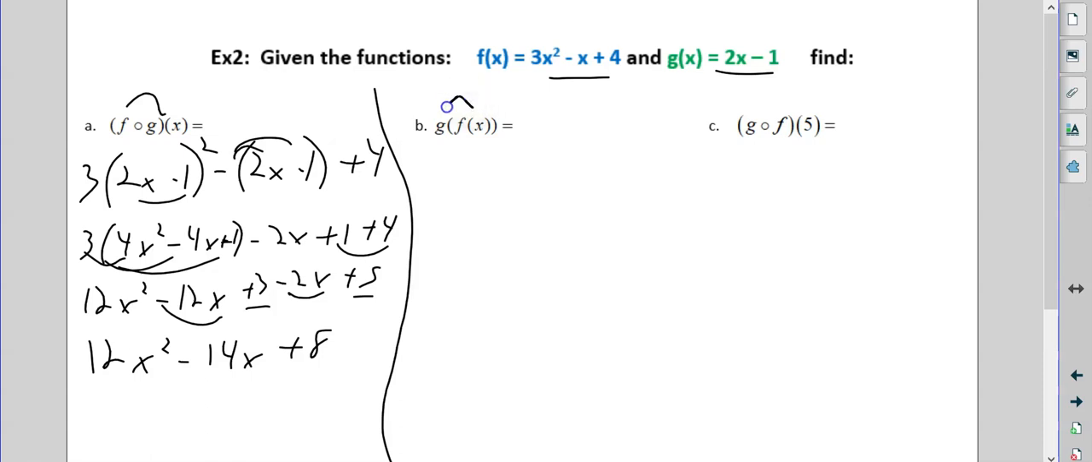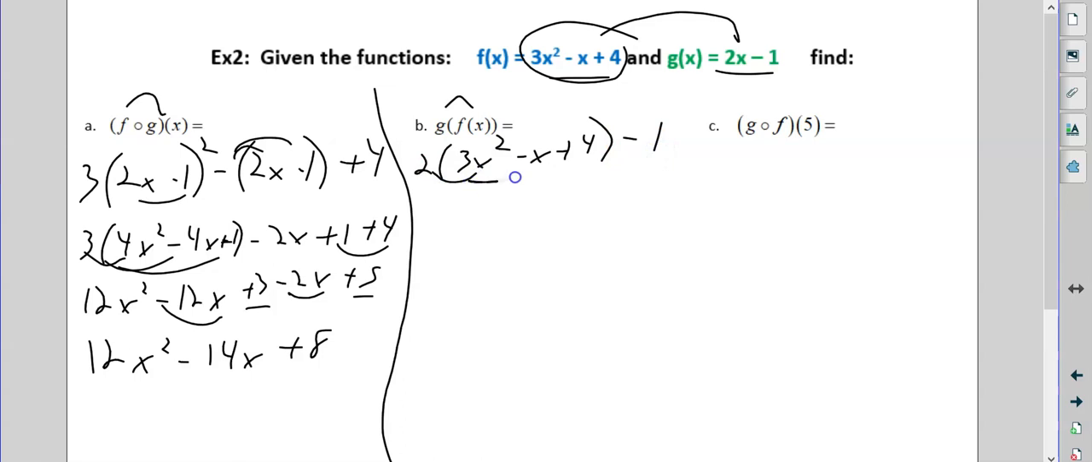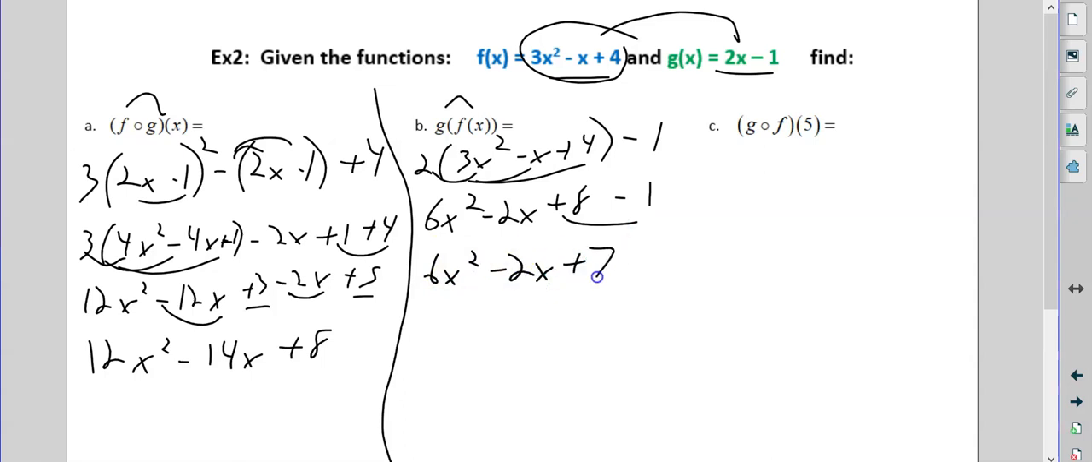All right, this time we're plugging F into G. So this whole thing is going to go right here. That's a little easier. It's just 2 times all of this, minus 1. So we distribute here, here, and here: 6x squared minus 2x plus 8. And the minus 1 does not get the 2 because it's outside the parentheses. Combine like terms: 6x squared minus 2x, 8 minus 1 is 7.